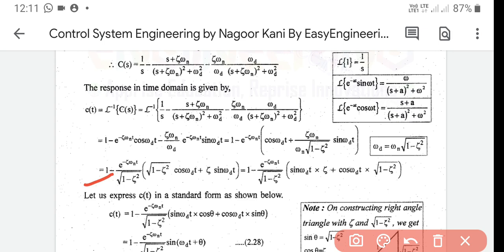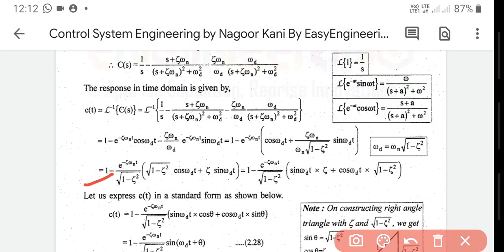1 minus zeta square into, okay, now you can write this term, so how you are writing this term? Multiplying and dividing. Okay, square root of 1 minus zeta square, square root of 1 minus zeta square. So what will the second term? 1 minus square root of 1 minus zeta square into cos omega d t. Okay, plus zeta into sin of omega d t.